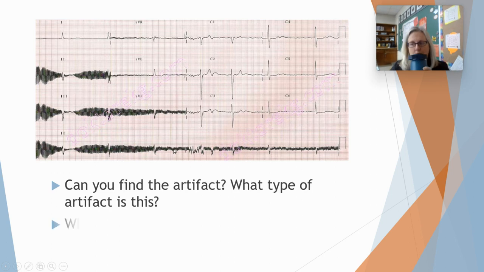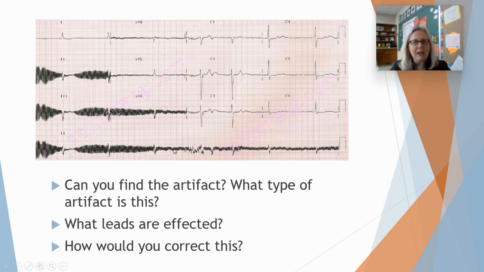So here, can you find the artifact here? What type of artifact is this? What leads are effective and how would you correct it? So pretty obvious, it's in lead 2 with 3 and AVF, right?